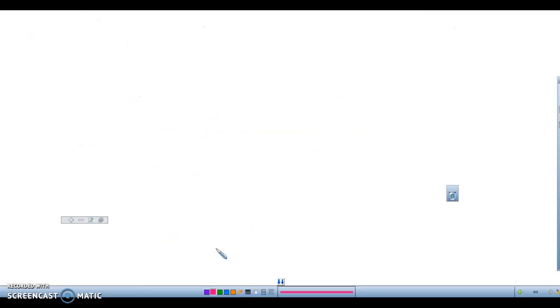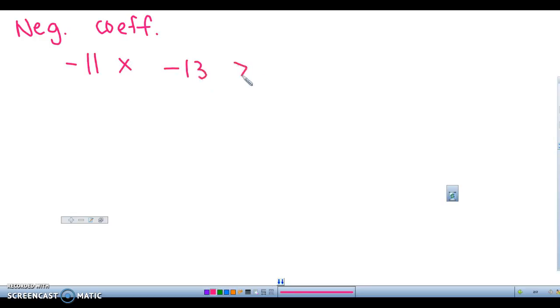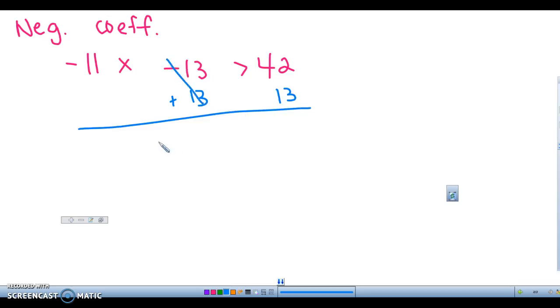That one was pretty easy, so now we're going to work through some that have a negative coefficient. You've seen this kind of stuff before, but we're going to review how to solve. So I might have something like negative 11x minus 13 is greater than or equal to 42. My first step should be to add that 13 to the other side. These cancel and I get negative 11x is greater than or equal to 55.